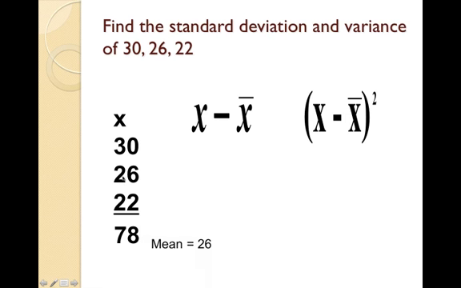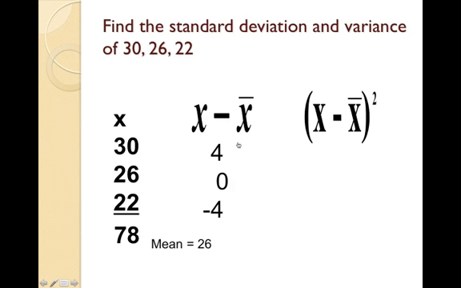So now we're going to take each of these values and subtract 26 from them, and write that down right here. Okay, so 30 minus 26 is 4. 26 minus 26 is 0. That makes sense. That observation actually equals the mean, and so it has no deviation from the mean. It's exactly the same. And then we do 22 minus 26, so we get negative 4.